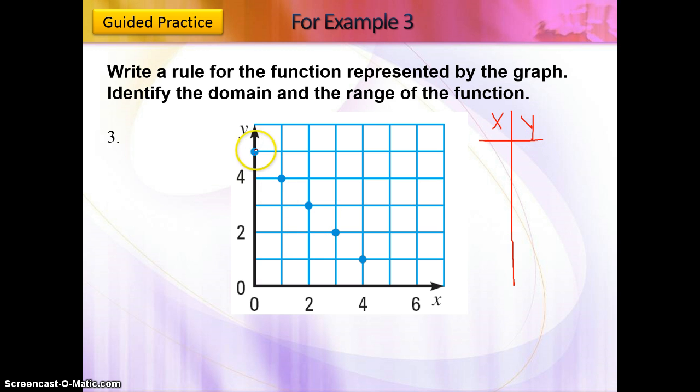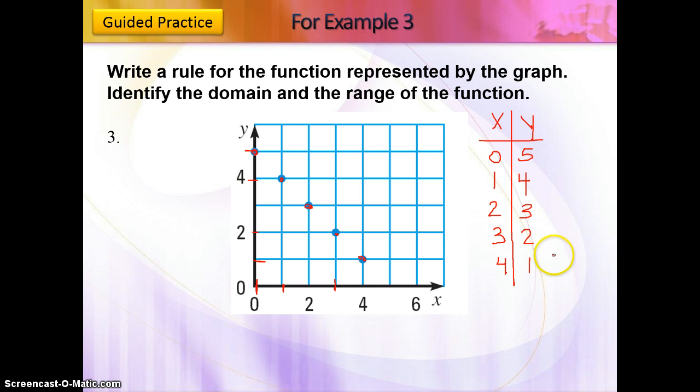So my first point here has an x value of 0 and a y value of 5. My second point has an x value of 1 and a y value of 4. My third point has an x value of 2 and a y value of 3. My fourth point has an x value of 3 and a y value of 2. My last point has an x value of 4 and a y value of 1.